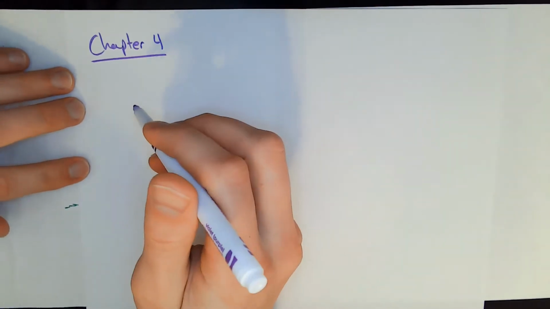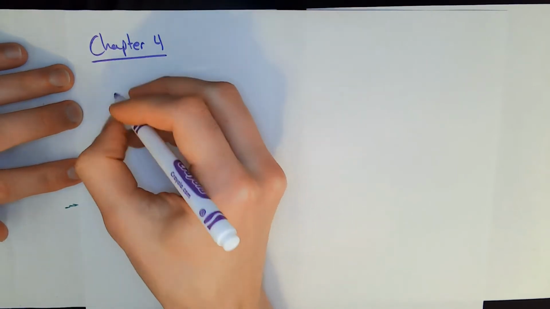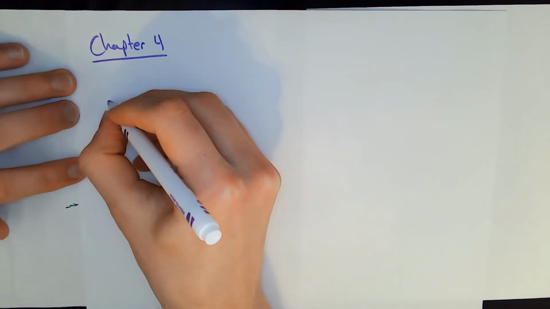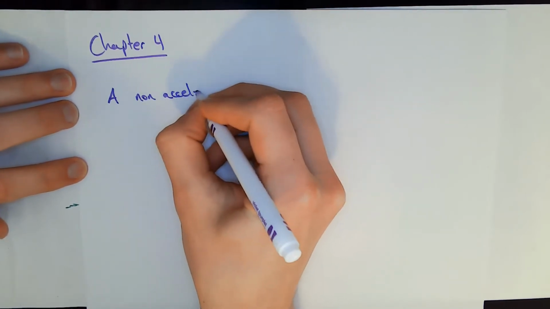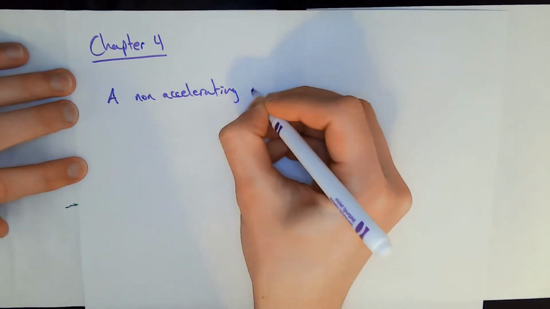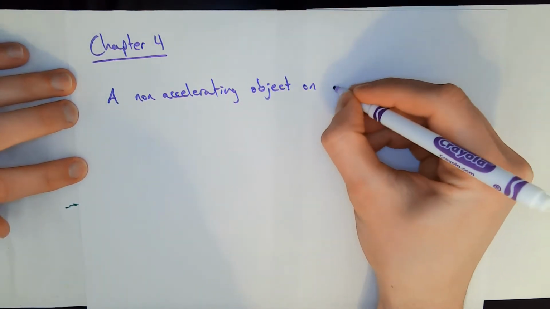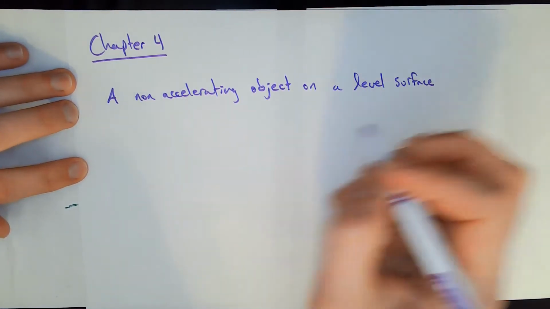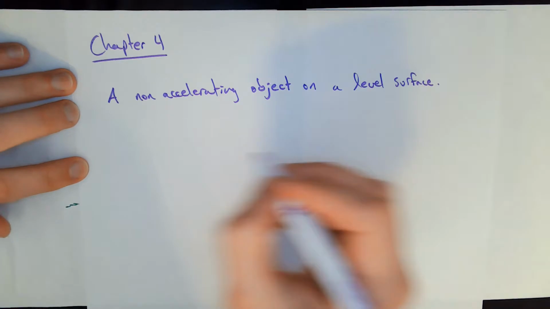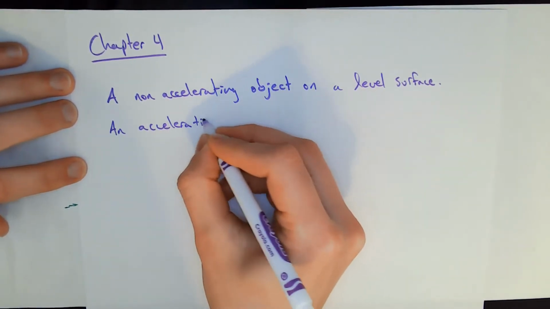So I'm going to consider the different cases that could come up for questions in this chapter. The first one being a non-accelerating object on a level surface. Then an accelerating object on a level surface.